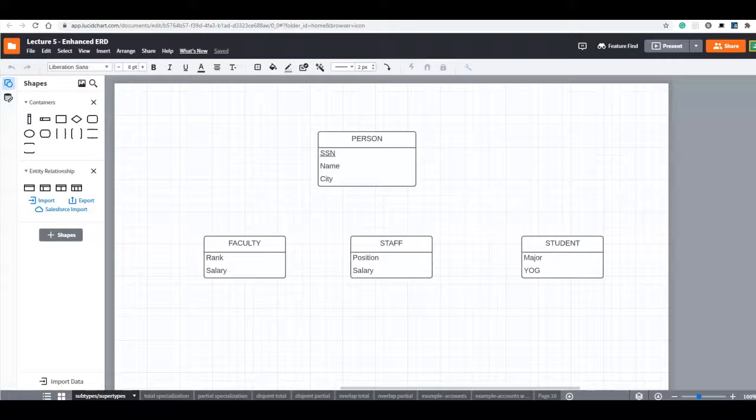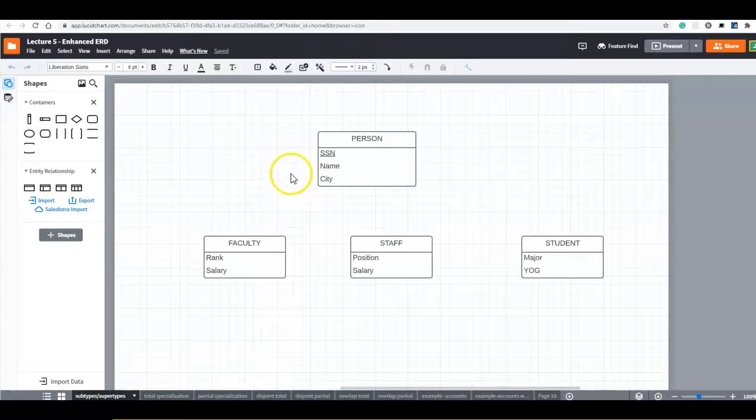So I just wanted to review a little bit about the enhanced ER model and diagramming, and show you some examples of some data. So this is in Lucid Chart, and I will put a link on Blackboard for this, and then I'll show it on the screen in a second too. But essentially, here we have a person, faculty, staff, and student.